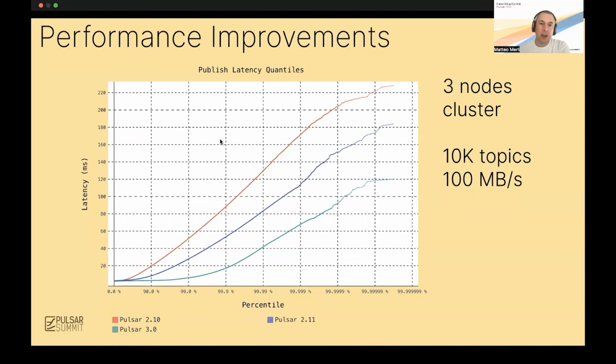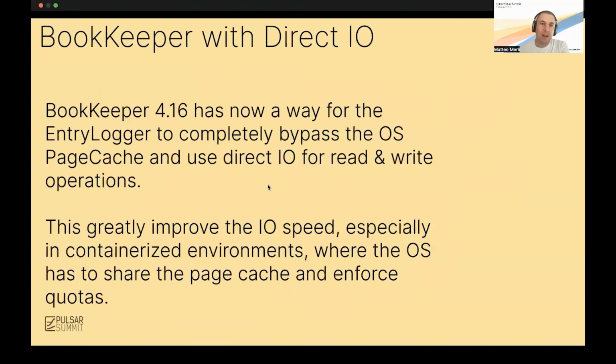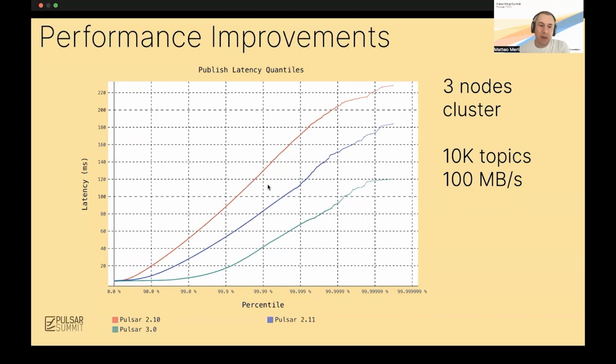So what is impressive here is that you can clearly see the progression. The red line was Pulsar 2.10, the blue one is Pulsar 2.11, and the green one is Pulsar 3.0. You can clearly see the 99% latency is around 6 milliseconds, compared to before it was around 30 milliseconds, and in Pulsar 2.10 it was around 50 milliseconds. So it's a really good progression. And again, we hope to bring it even lower in newer releases, but it's already an impressive improvement that you can get just by upgrading to Pulsar 3.0, and you get that for free.